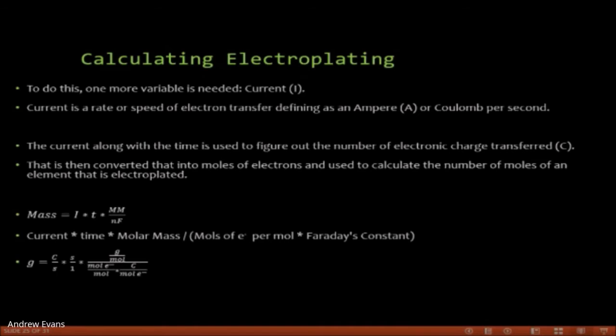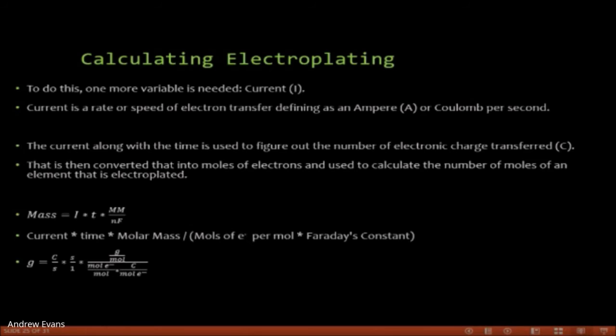A coulomb per second. Now, the current along with the time used can be used to figure out how many electrons will be transferred. Then we can use Avogadro, the molar mass, the moles of electrons, and Faraday's constant to figure out how much mass will be transferred. So you can figure out how many grams of, say, gold you can plate onto this surface if I use this current for this period of time. Everything else is constant for gold.